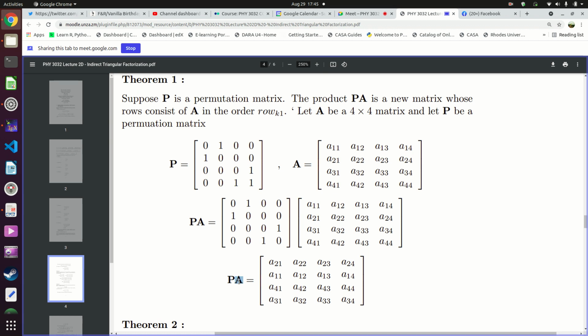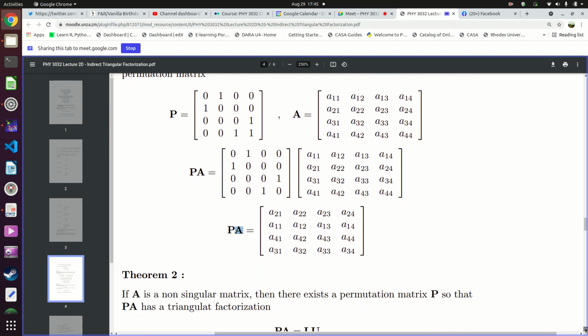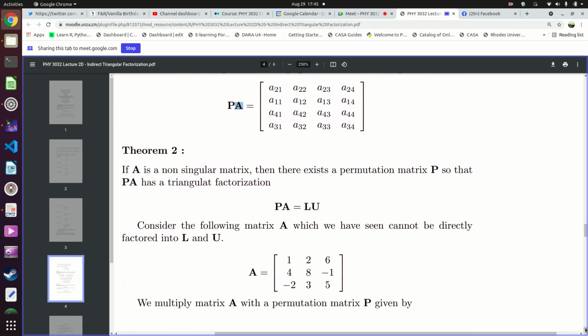But if you play with the rows of the identity matrix, if you move one row, if you interchange the rows of the identity matrix, then what you end up getting is a permutation matrix, and that permutation matrix will result in you doing an interchange of rows. Are we clear? Yes. Okay.